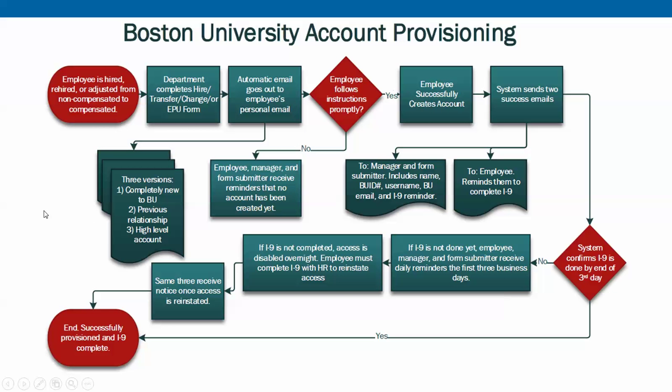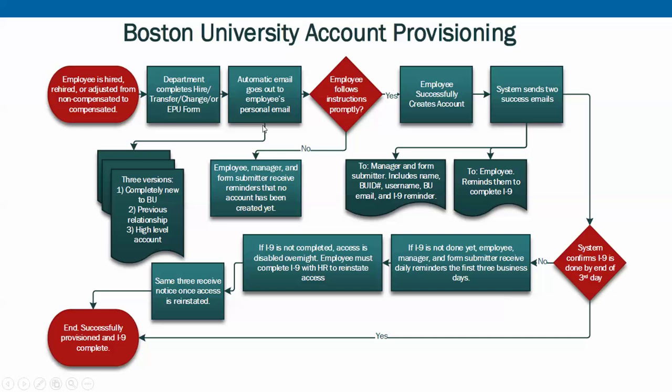Okay, so just to give you an overview of the whole process, this slide is on bu.edu/HR under the Managers Resources section under onboarding. And I won't talk through this whole thing, but the way this process is kicked off is an employee is hired, rehired, or adjusted from non-comp to compensated. That's done currently at BU through 4 different forms: the hire or rehire form, the position or the transfer form, the position change form, or the employee position update form.